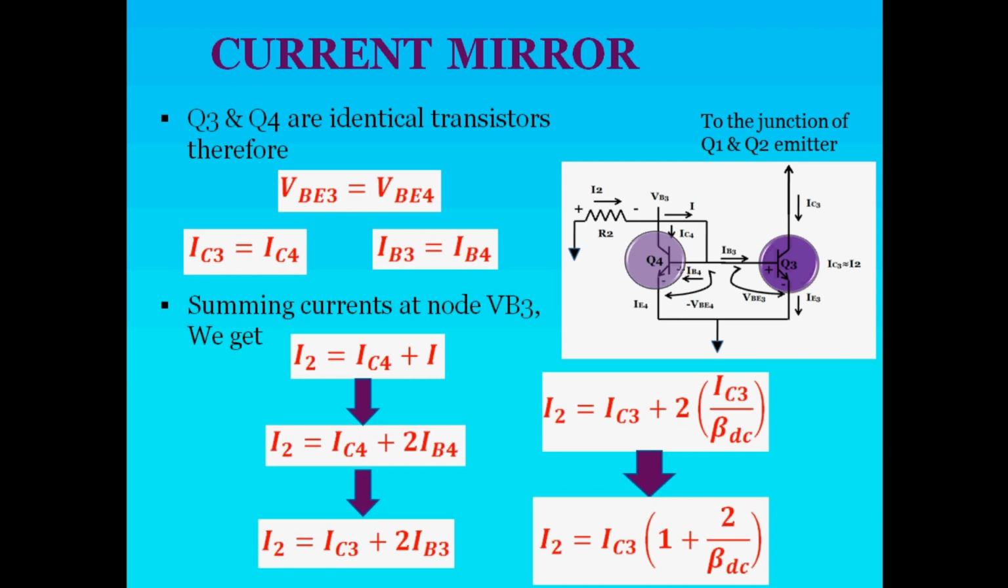It can also be written as I2 is equal to IC3 plus twice IB3, because IC3 is equal to IC4 and IB3 is equal to IB4. Hence I2 is IC3 plus 2 times IB, and replacing the current relation IB is IC by beta DC, we can write 2 into IC3 by beta DC. Taking IC3 common outside, I2 is equal to IC3 into the bracket 1 plus 2 by beta DC. This is the input current flowing into the circuit.